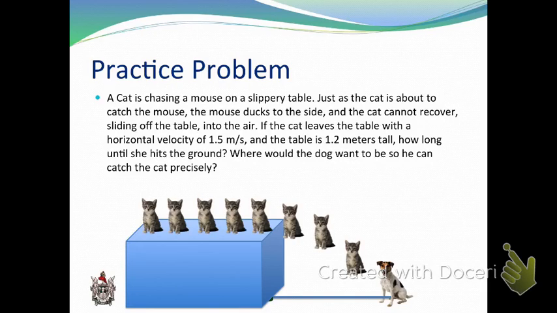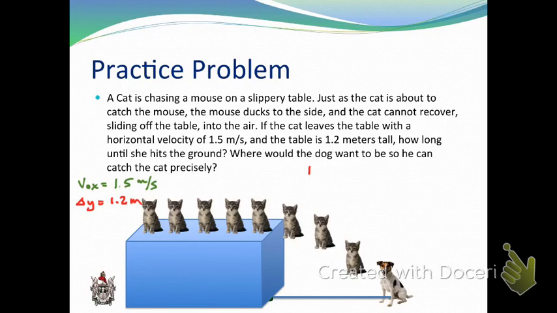Okay, so let's take a look at this scenario. What we know is that the initial velocity in the x direction is 1.5 meters per second. I'm putting in red what's happening in the y direction just to keep it straight, because when we're doing projectile motion problems, we keep track of the x equations and the y equations separately. Now, delta y, the total distance that the cat has to travel in the vertical direction, is 1.2 meters. So the first part says, how long until she hits the ground?